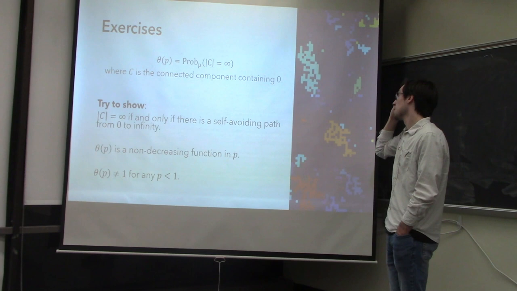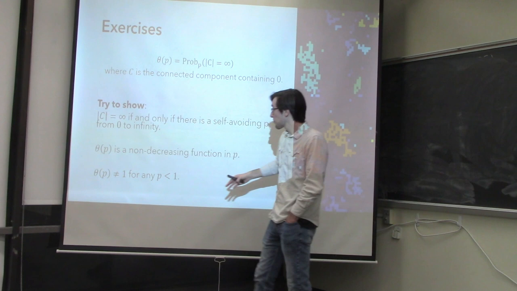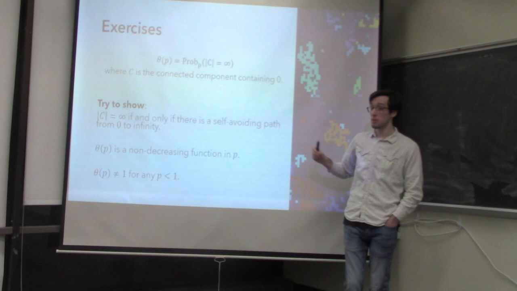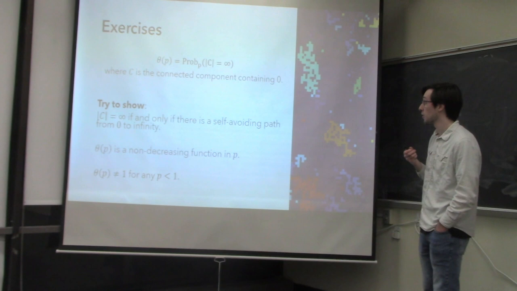So given this definition of the percolation function, the first thing that we could try to show is that the outcome that the cluster connected to zero is infinite is equivalent to stating that there's a self-avoiding path from zero to infinity. I know that you just saw this model for the first time, but does anybody have a sense of why this might be true, or how you might go about trying to show this?